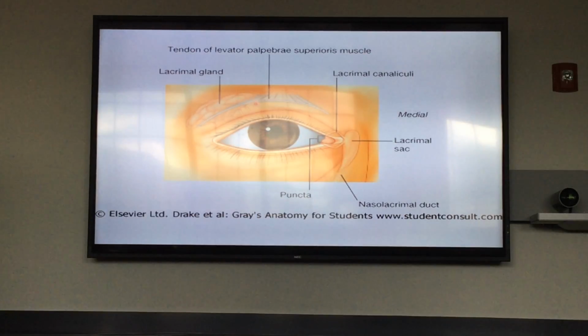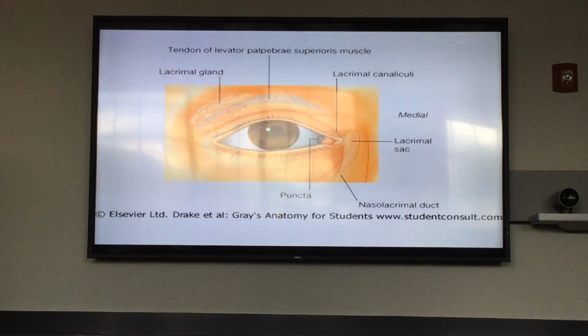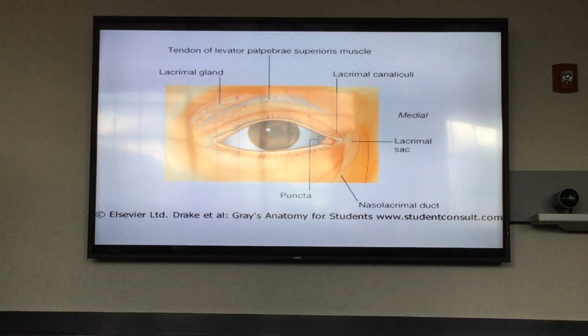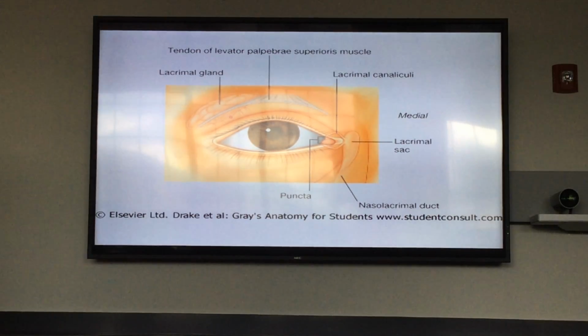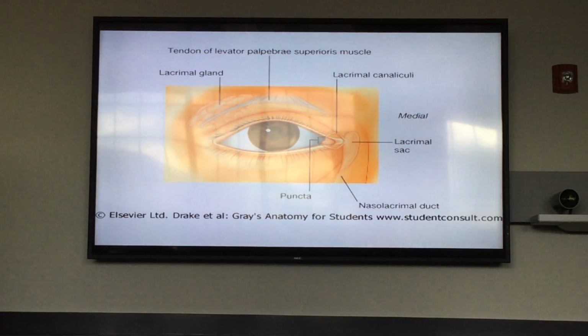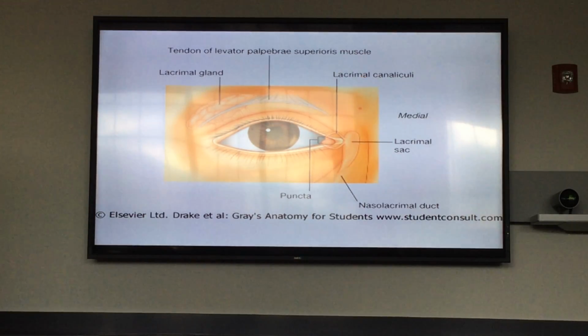This is just basically looking at the eye, all right? And Chris wanted you guys to understand how tears work. Your lacrimal gland is located in the upper lateral quadrant of the orbit itself. Your tears are produced, and you sweep tears across your eye. They'll be collected medially, all right? And there are what we call lacrimal canaliculi that are located on the medial aspect.